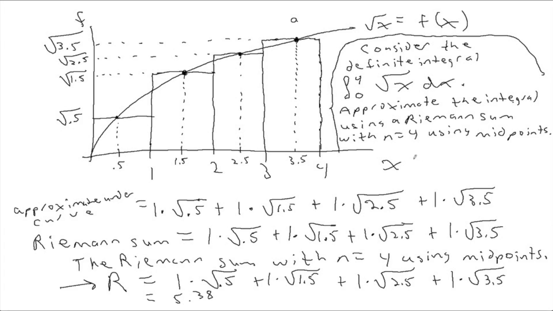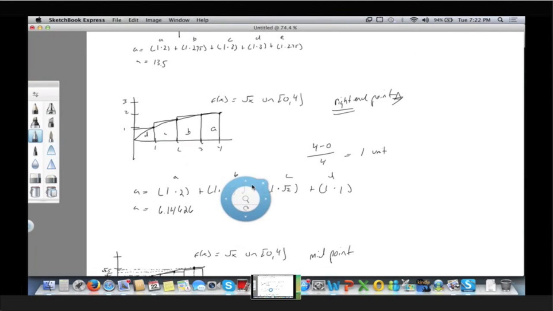Okay, so suppose instead they had said this. What would be the answer to this problem? Approximate the integral using a Riemann sum with n equals 4 using right endpoints. I think that's what we just did. Let me check my screen. It would be 6.14626. Okay, excellent. So what you're saying is we already did that problem.